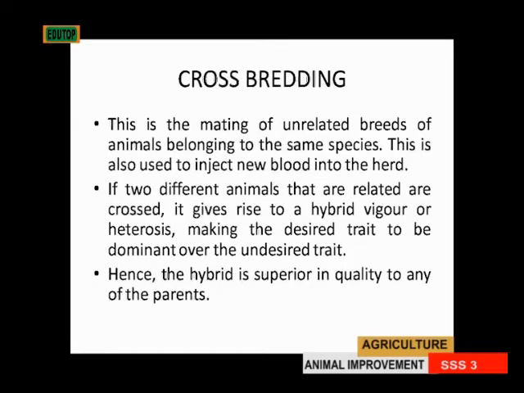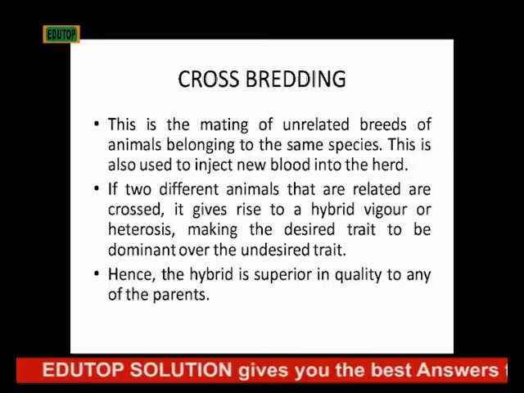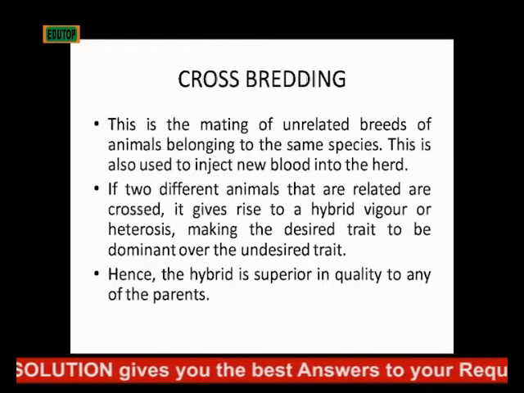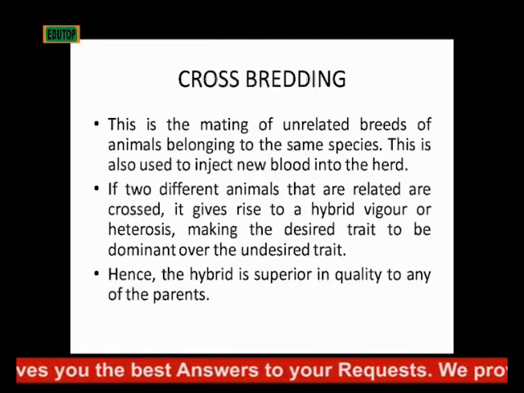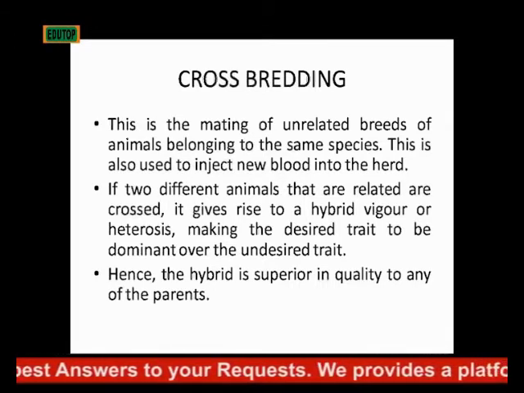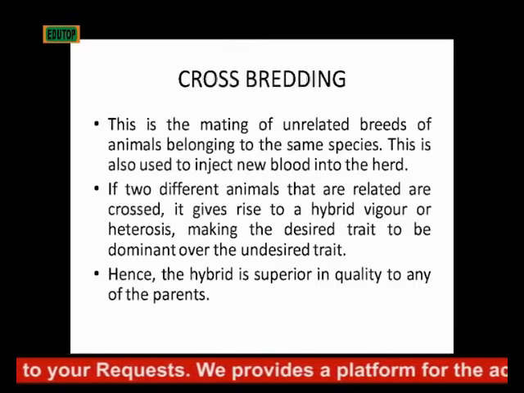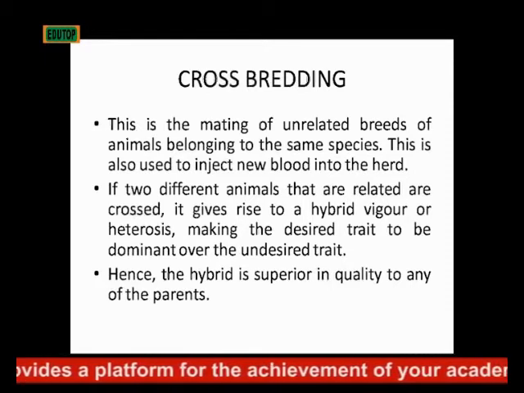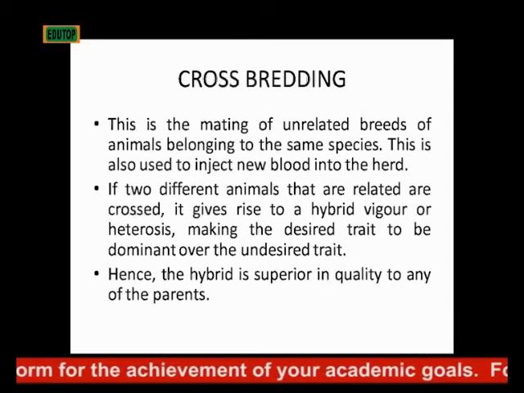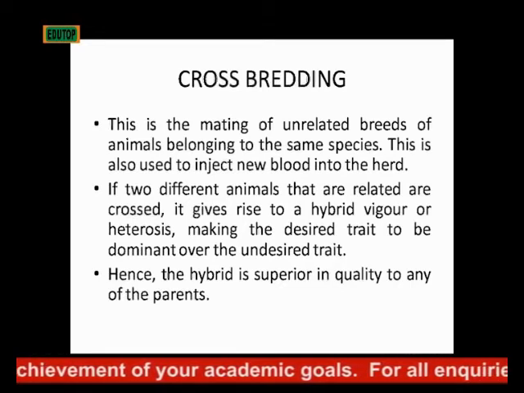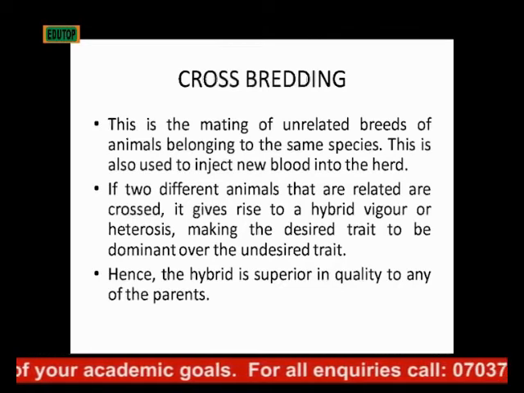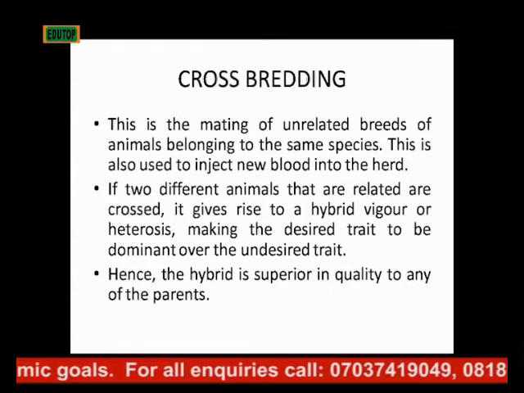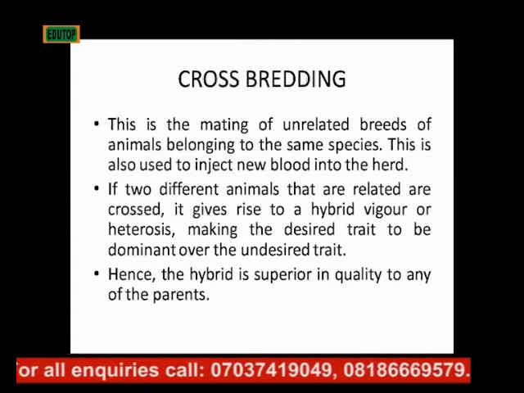Now, crossbreeding is the mating of unrelated breeds of animals, even though they belong to the same species. This is also done to inject new blood into the herd. If two different animals are crossed, it gives rise to hybrid vigor, or what we call heterosis. So the desired traits are made to be dominant over the undesired traits. Hence, the hybrid is superior in quality to either of the parents.